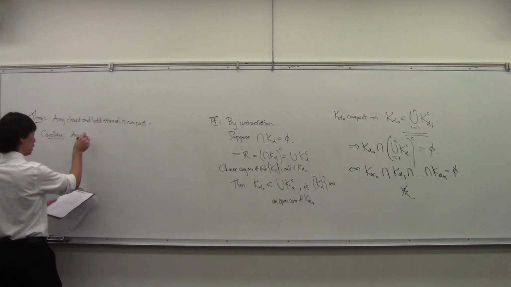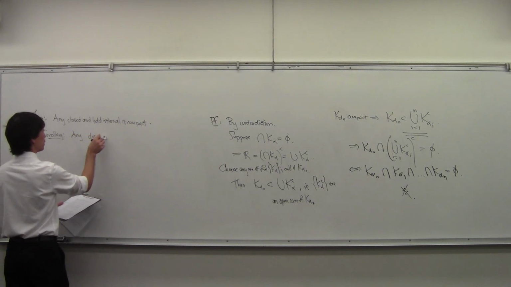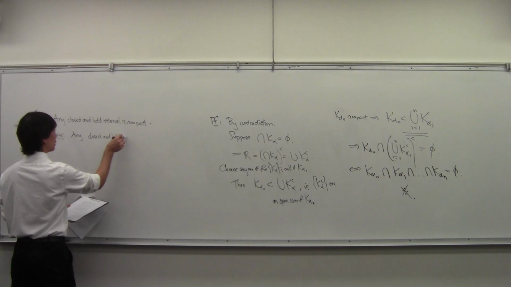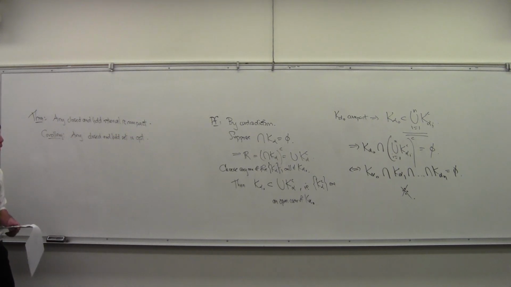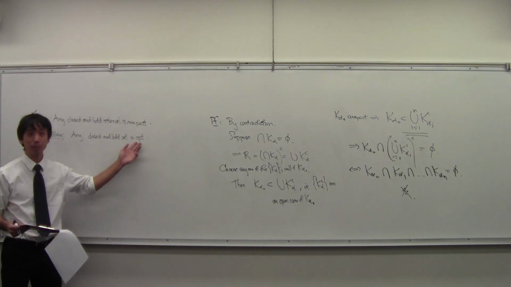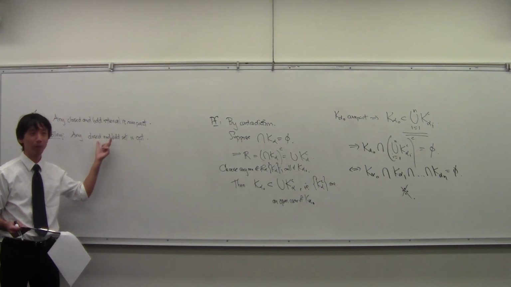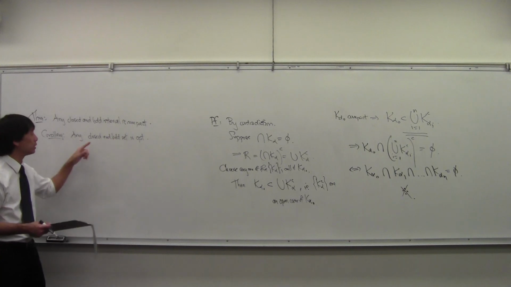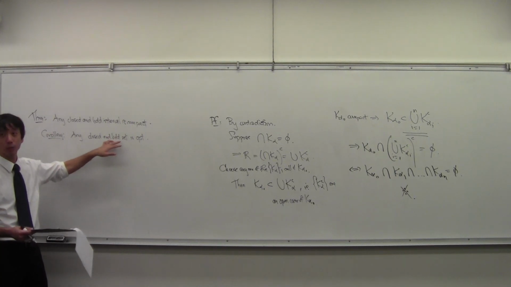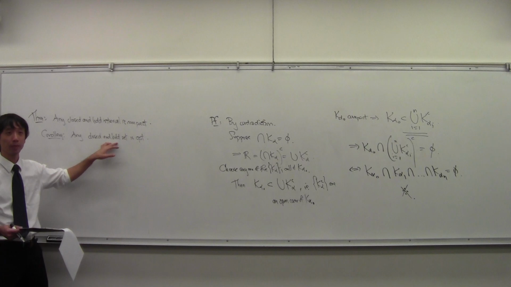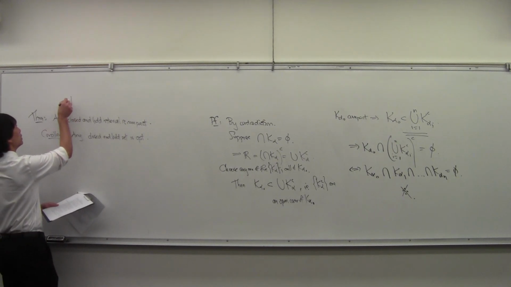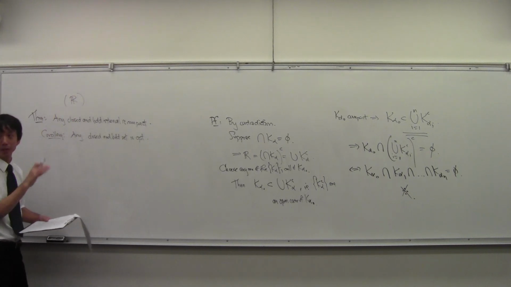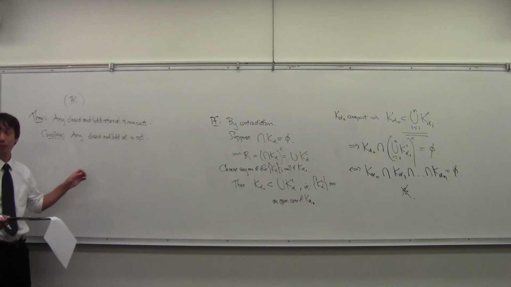Any closed and bounded set is compact. Now remember earlier we showed that compactness implies closedness and boundedness, right? So what this is saying is that compact is equivalent to being closed and bounded. Compact is the same thing as closed and bounded. And I should say, notice that this is in R. This is not necessarily true in other spaces. But in R, yeah? So now we're just proving the reverse.